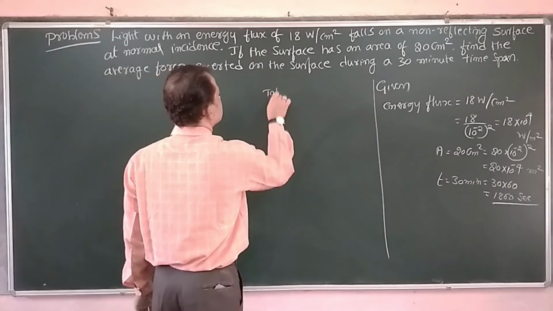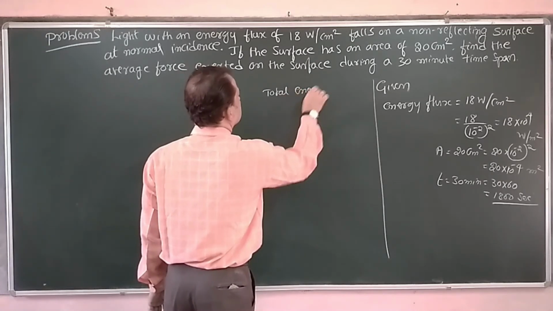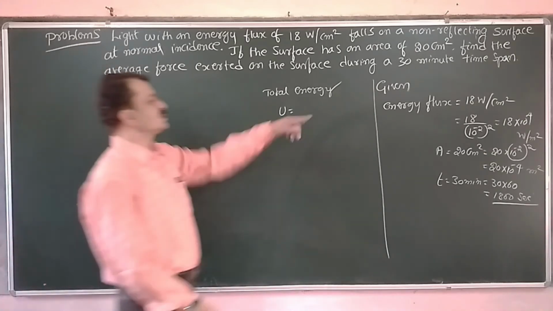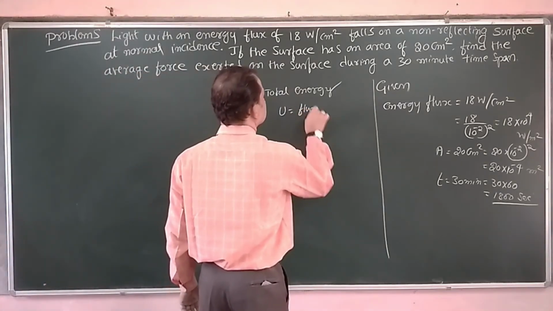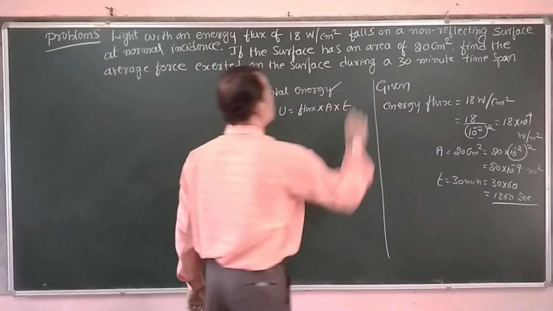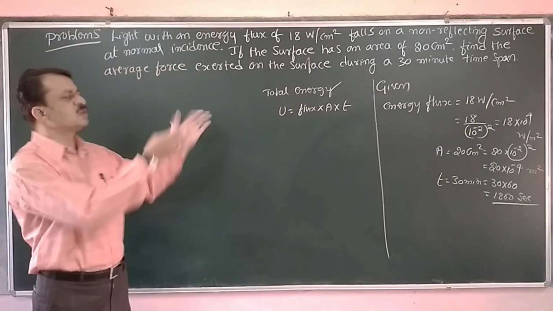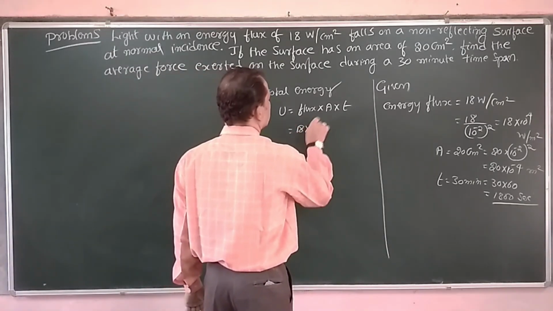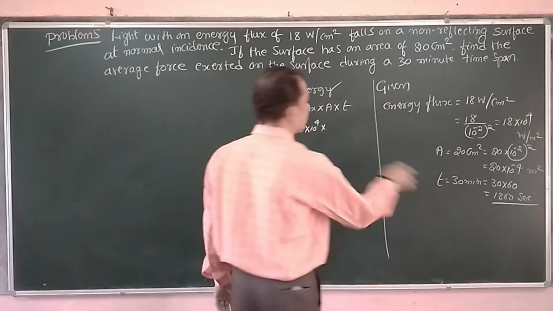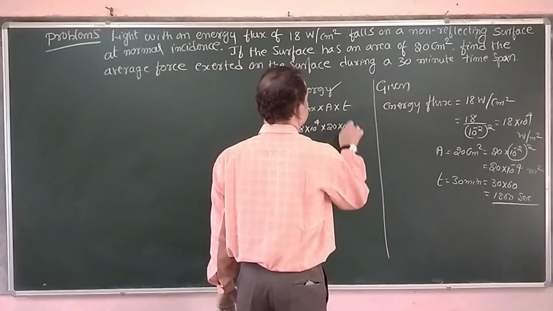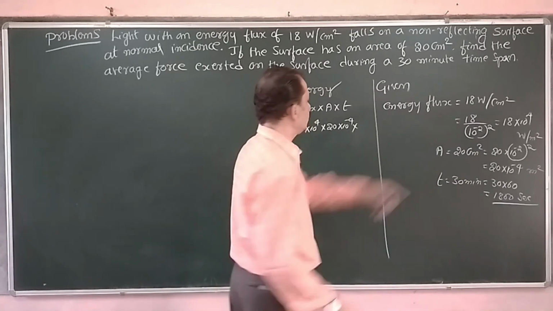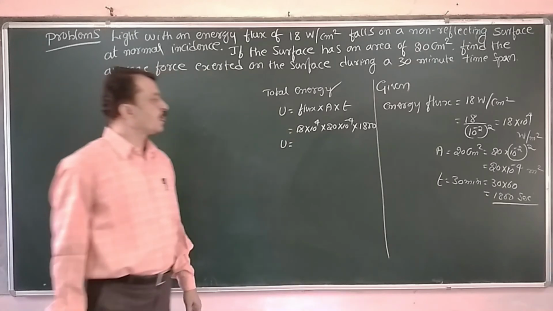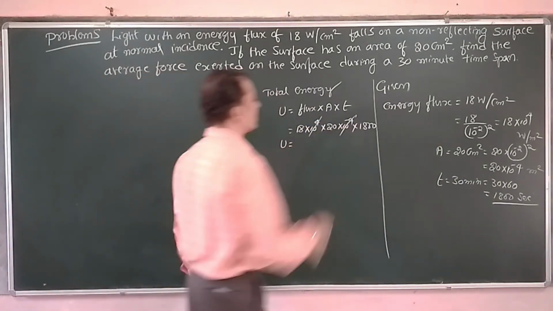Now first we have to calculate the total energy falling on that surface. The total energy U is equal to the energy flux multiplied by the area multiplied by the time. That gives the total energy. Now the flux is 18 into 10 to the power of 4 and the area is 20 into 10 raised to minus 4, into 1800. The 10 raised to plus 4 and minus 4 cancel.